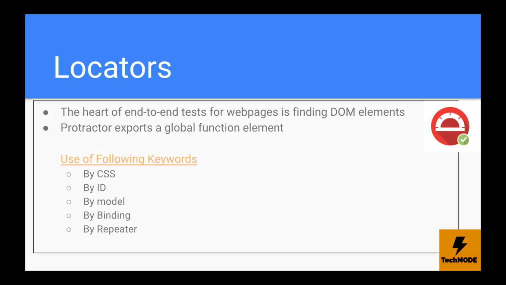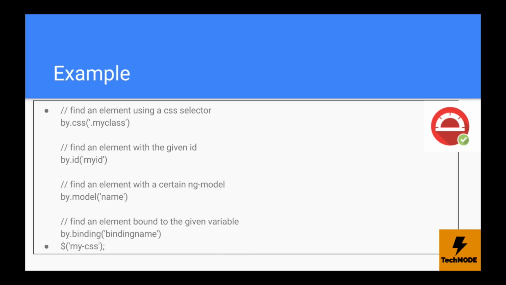So right now we have lots of locators available in Protractor, but we will be using mainly by CSS, by ID, by model, by binding, and by repeater. I will be explaining all of them one by one. So let's move on to the first example, by CSS.